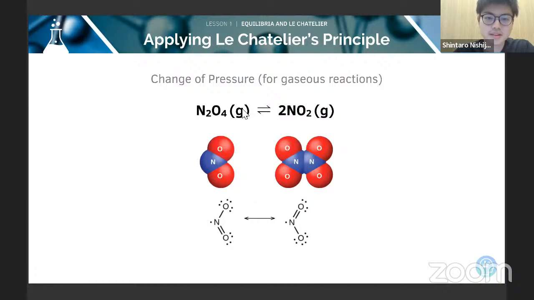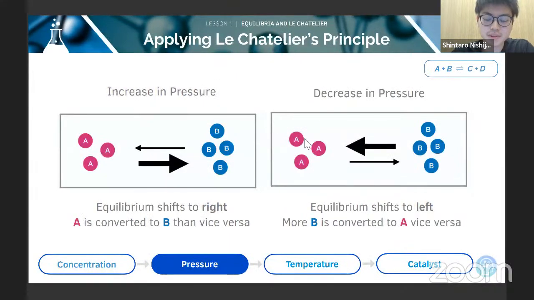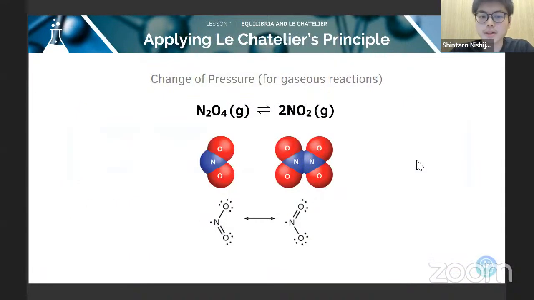This is more of an example that you're going to see in exams. They're not going to give you a diagram where you can count the number of molecules. They'll give you a chemical equation. A way to see which side has more moles is to add up the coefficients. So this is 1 N2O4 molecule, that's 1 molecule on the left side. On the right, we have 2 NO2, that's 2 molecules. So there's a larger number of molecules on the right side.